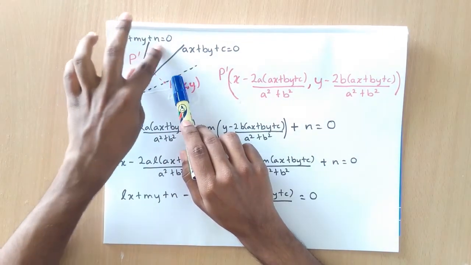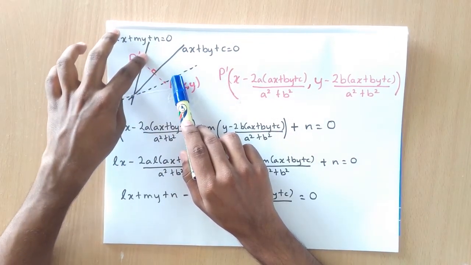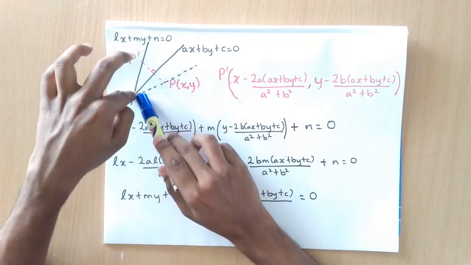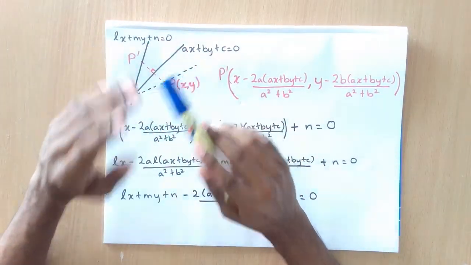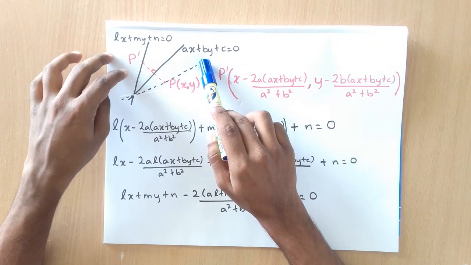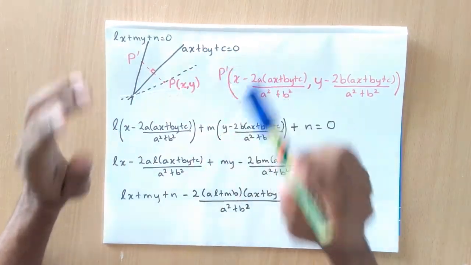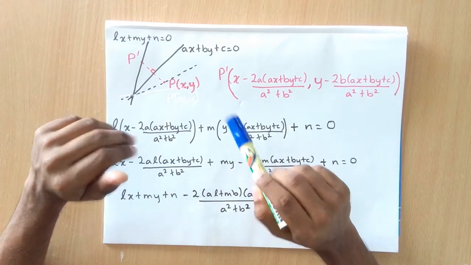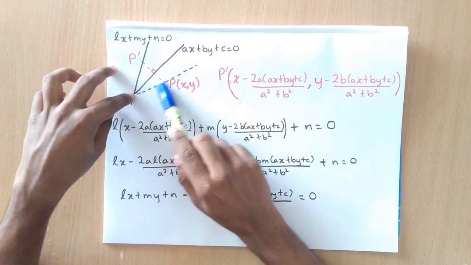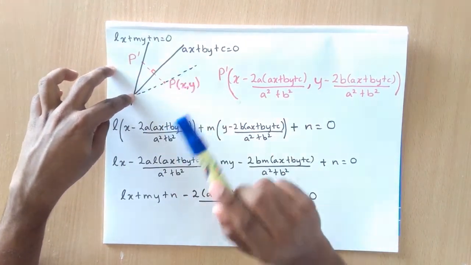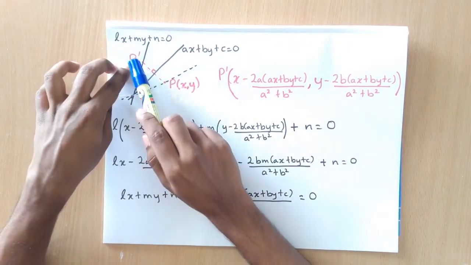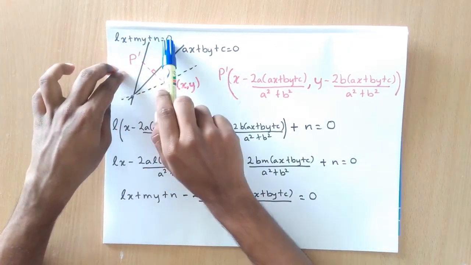Here we can see that as the point P varies along the image, P dash also varies accordingly along this line Lx + my + n = 0. And this relationship remains the same throughout this straight line. Since this relationship remains unaltered, it is the equation of the image. So then we can get the equation of the image by substituting the coordinates of P dash into this equation.